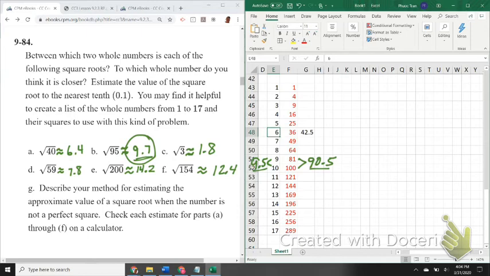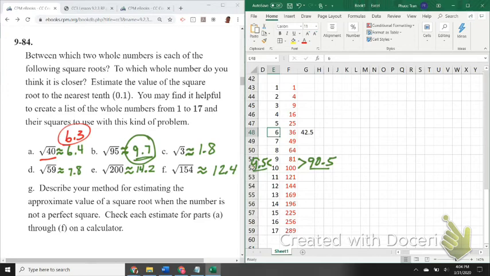Let me just check our answers here with a calculator. We're going to do problem A first. I said that the estimate was 6.4. The calculator actually gave me 6.32. So 6.3 would be the more precise answer. Okay, but we were pretty close.